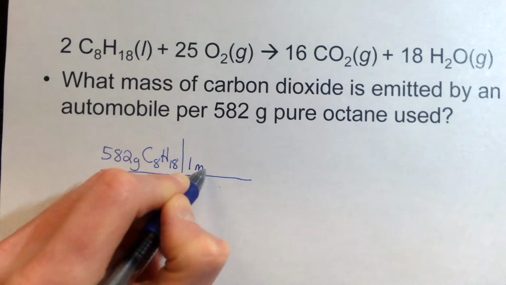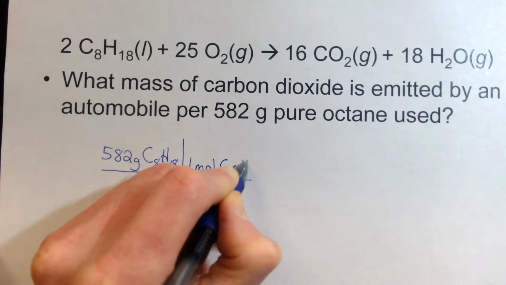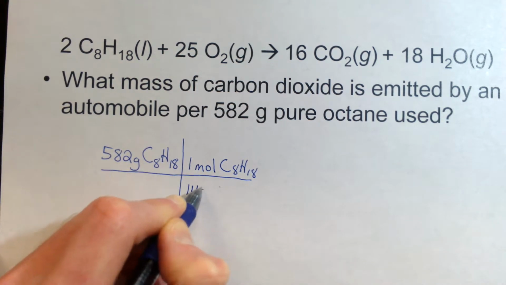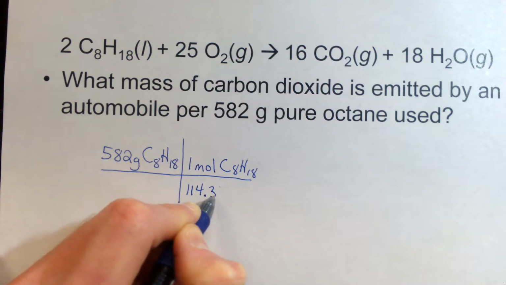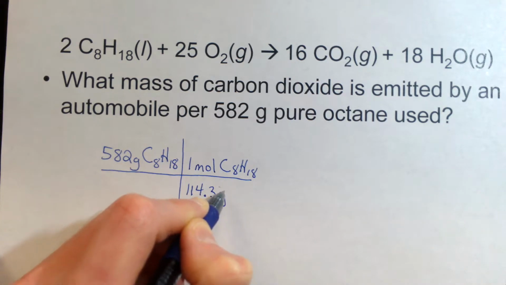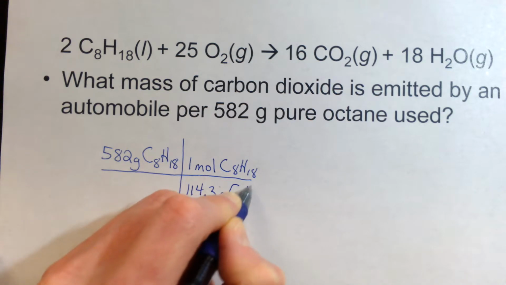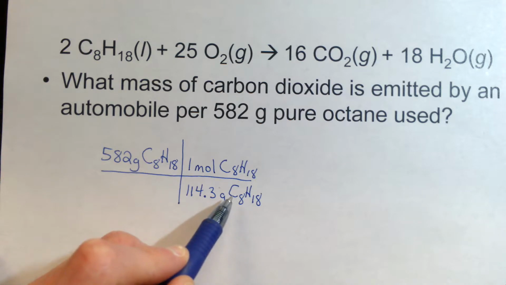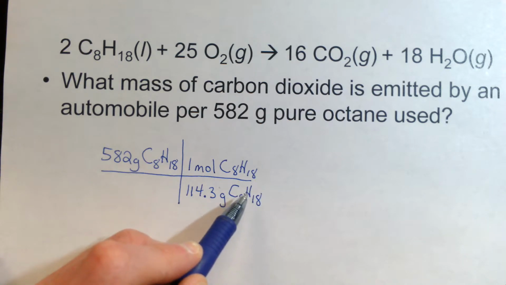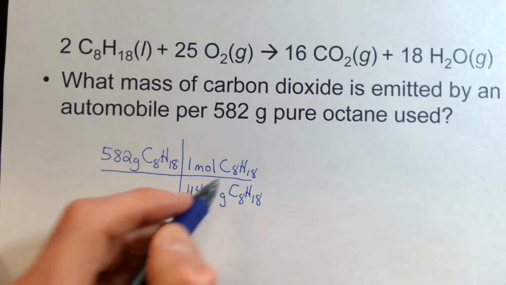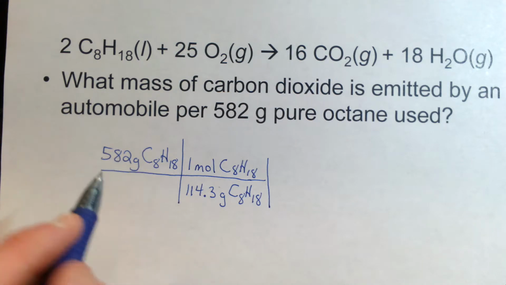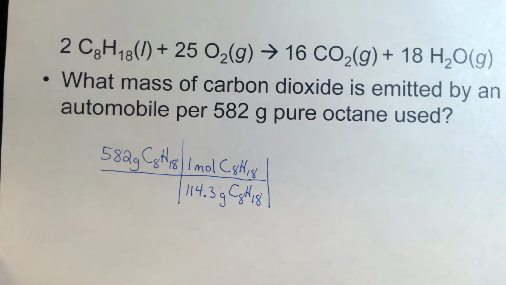So 1 mole of C8H18, and the molar mass, remember, to get the molar mass, we take the elements in the compound and their molar mass from the periodic table and add all these up. So we took 8 of the carbon masses and 18 of the hydrogen masses, added all that up to get our molar mass, the weight of 1 mole. By that conversion factor, we are canceling out the grams and changing it to moles.